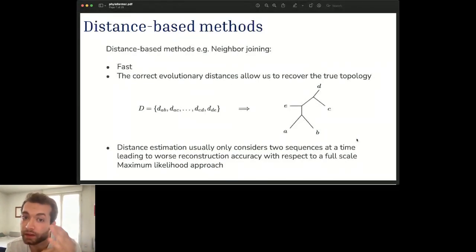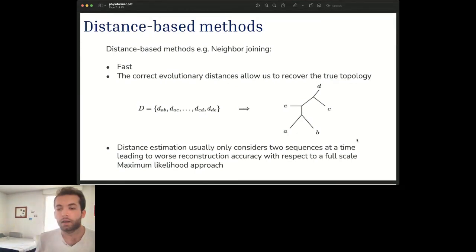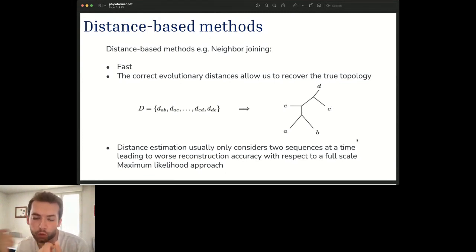A distance-based method such as neighbor joining is fast and guaranteed to recover the true tree topology given the correct evolutionary distances in input. But how do we compute these distances? Distance estimation is typically performed in the maximum likelihood framework, and for simple enough models of evolution, the maximum likelihood estimate for the evolutionary distance between two sequences is even given by a closed expression.